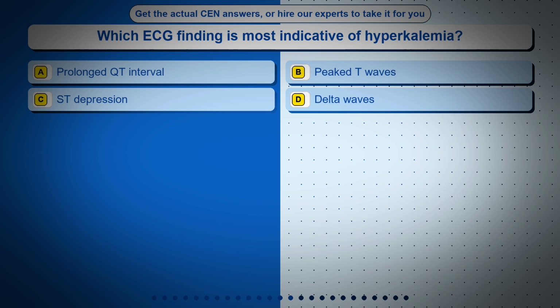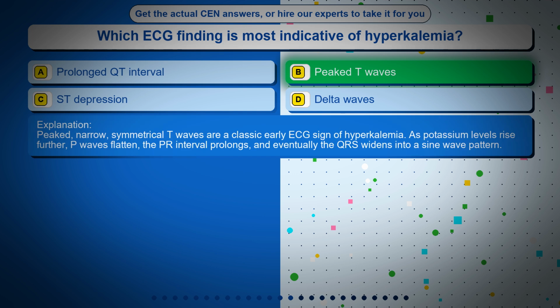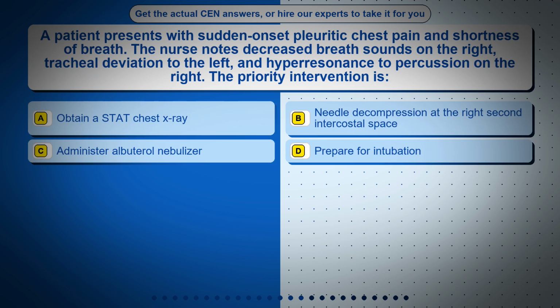Question 14. Which ECG finding is most indicative of hyperkalemia? Option A, prolonged QT interval. Option B, peaked T waves. Option C, ST depression. Option D, delta waves. The correct answer is option B, peaked T waves. Peaked, narrow, symmetrical T waves are a classic early ECG sign of hyperkalemia. As potassium levels rise further, P waves flatten, the PR interval prolongs, and eventually the QRS widens into a sine wave pattern.